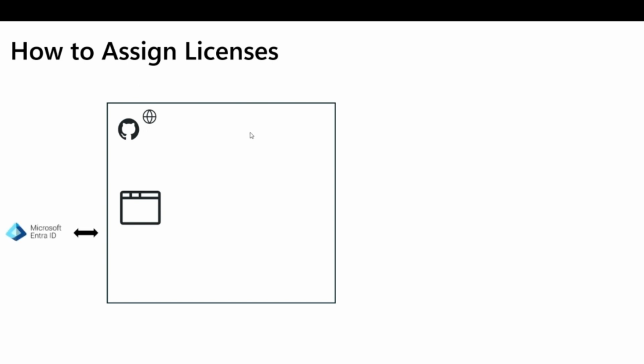Now, for enterprise customers, the recommended path is to leverage a GitHub Enterprise tenant connected with your identity provider to match your overall SSO strategy. And for Microsoft customers, you can leverage Microsoft Entra ID.